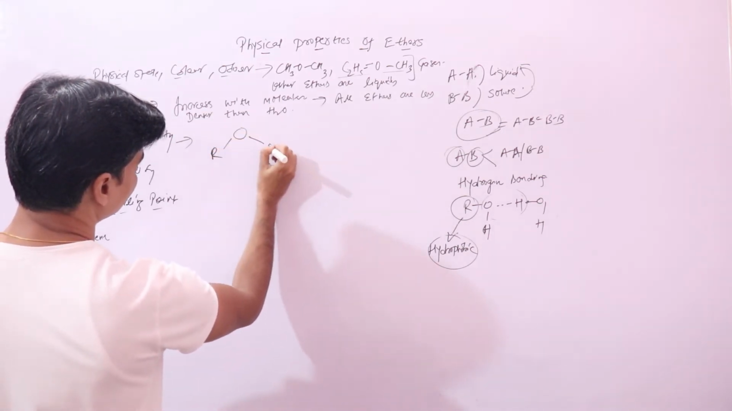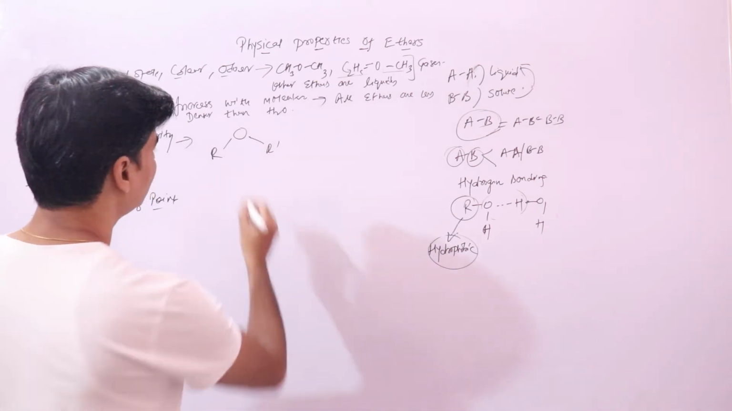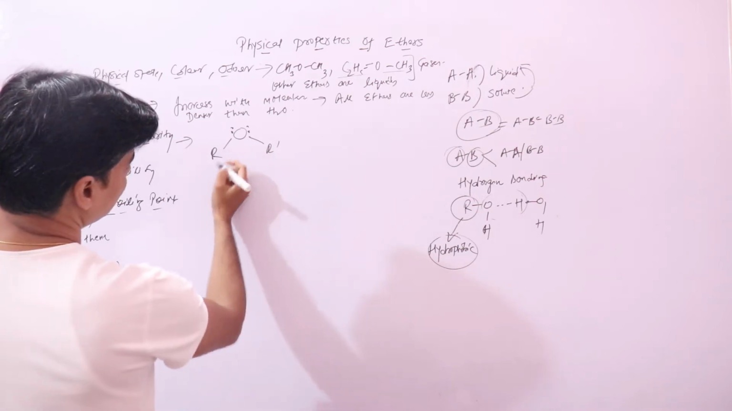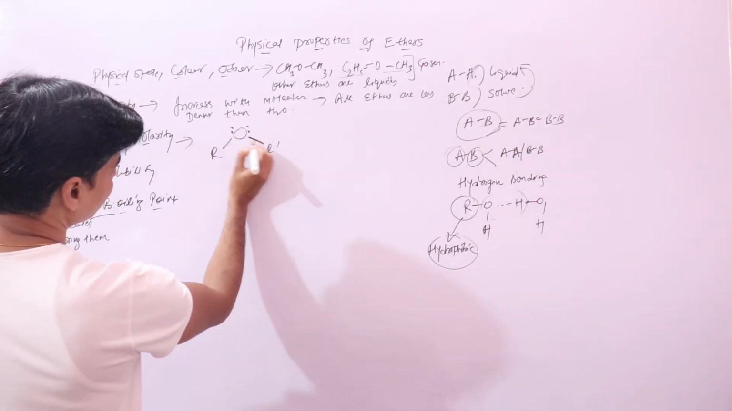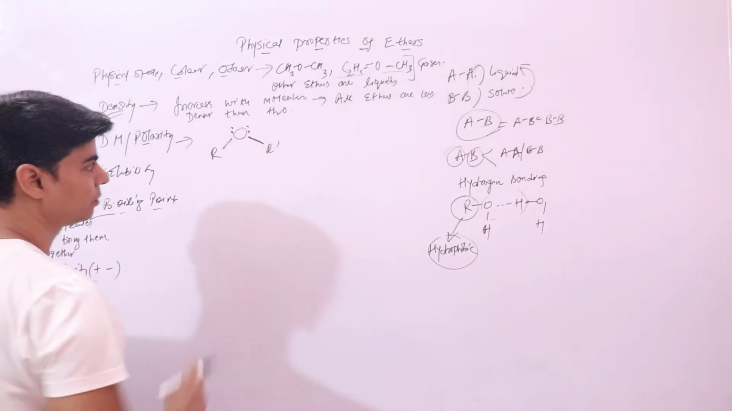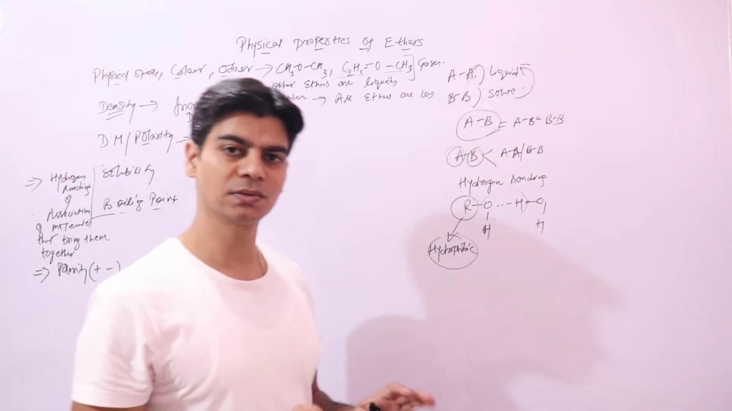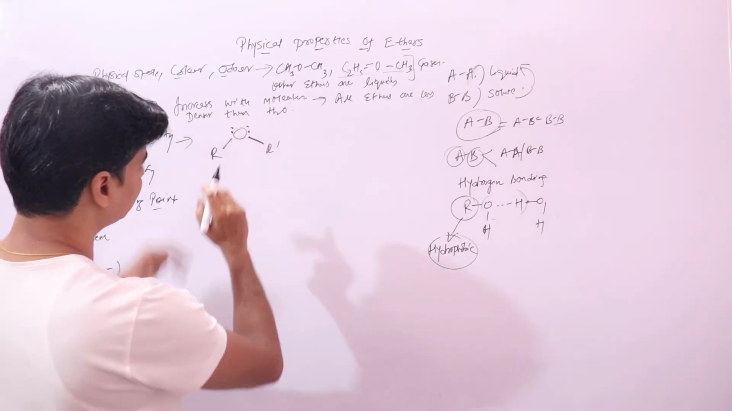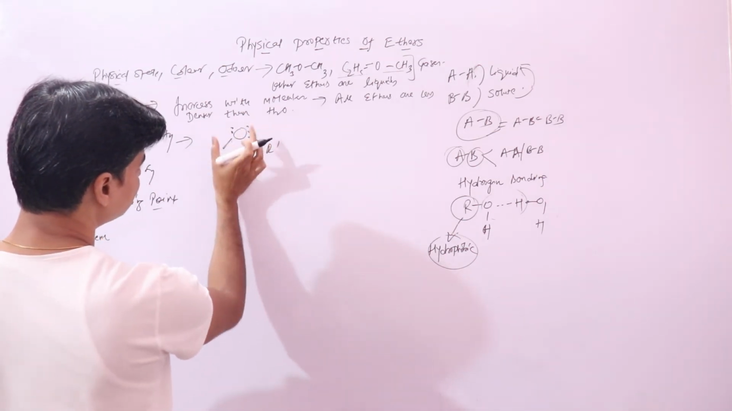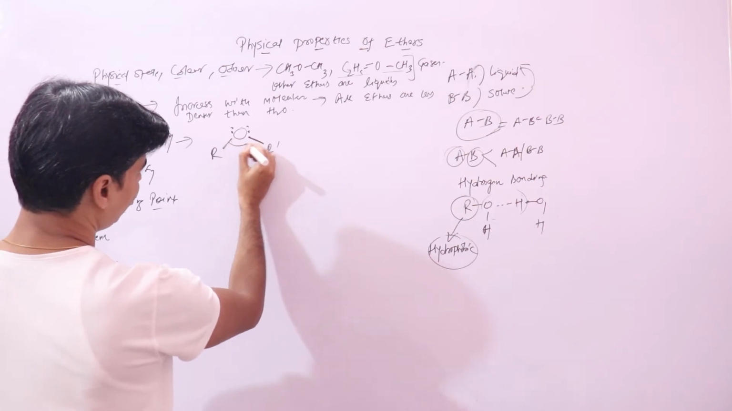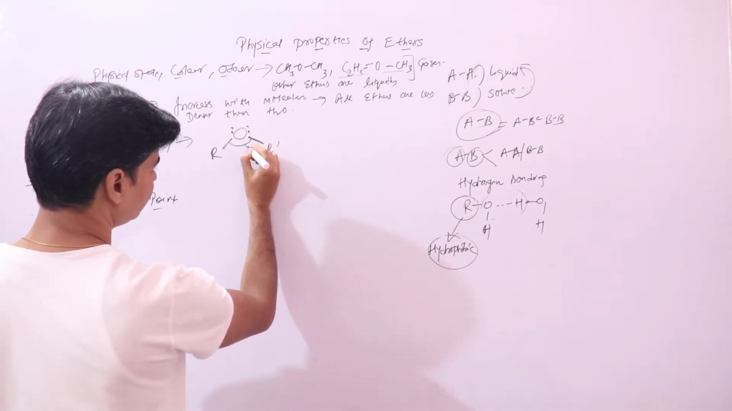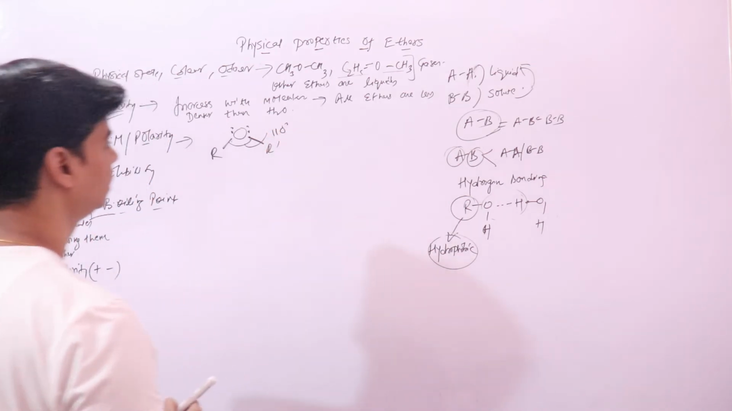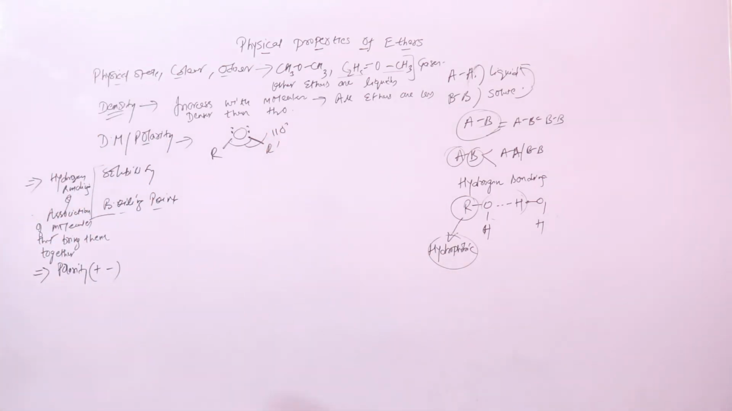When we talk about polarity, we know that ethers are like this: you have R and R dash, which may be the same or different, and you have the lone pairs of electrons. Due to these lone pairs, this ether molecule has the same shape as the water molecule. But due to repulsion between these, the angle between them is 110 degrees.